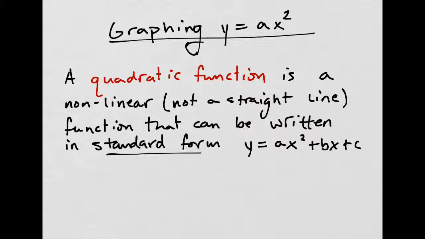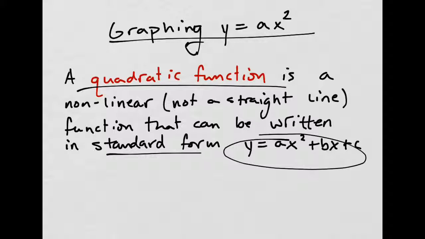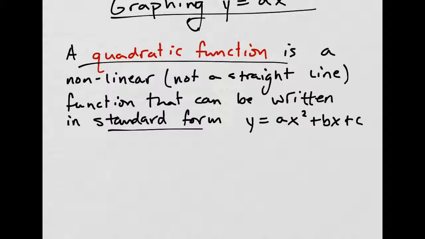So the first thing is quadratic function. A quadratic function is a nonlinear, meaning not a straight line, function that can be written in standard form y equals ax squared plus bx plus c. We've already seen that. These are called quadratic functions. That's the only thing. Okay. The graphs of quadratic functions are called parabolas, and they look like U shapes.